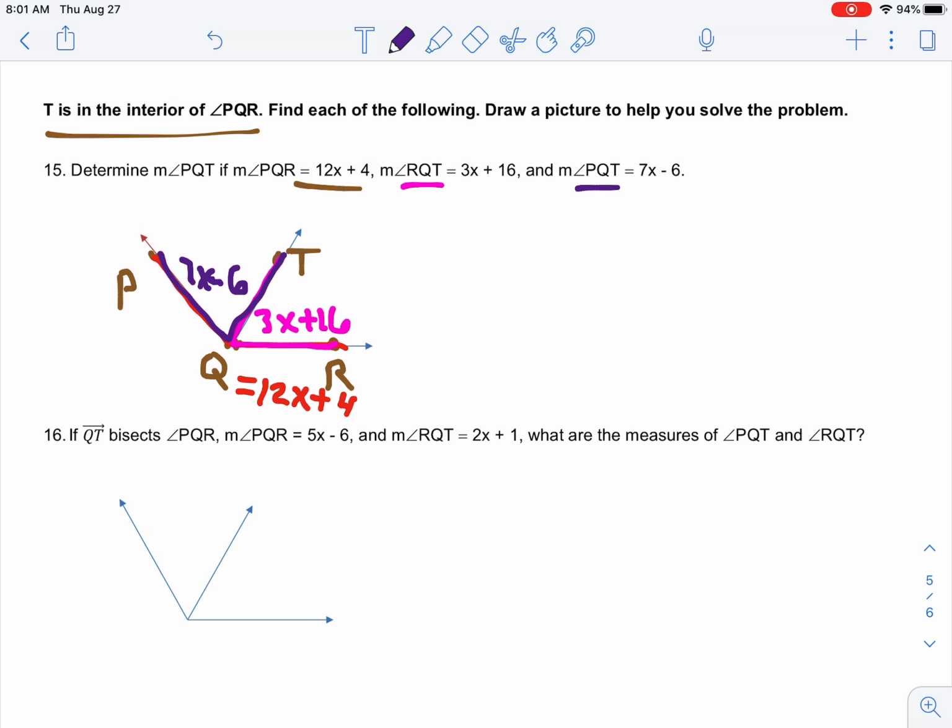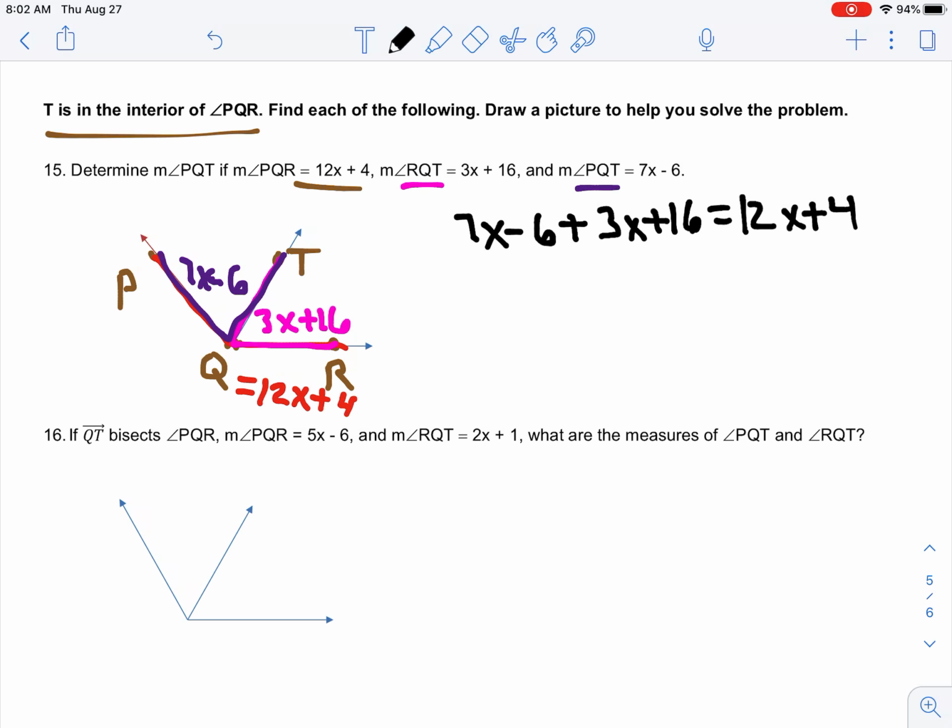All right, so my equation's going to be the first angle, the left angle, plus the angle on the right equals the whole big angle. So we're going to do angle addition here. I'm going to start off with the first angle, 7x minus 6, plus my other angle, 3x plus 16. That should be equal to the whole entire big angle, 12x plus 4.